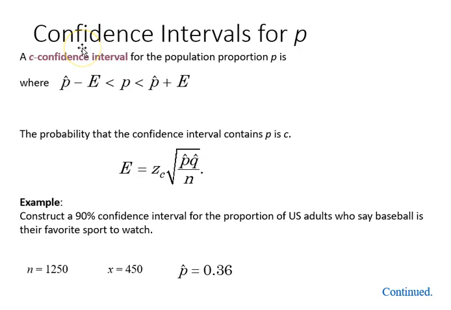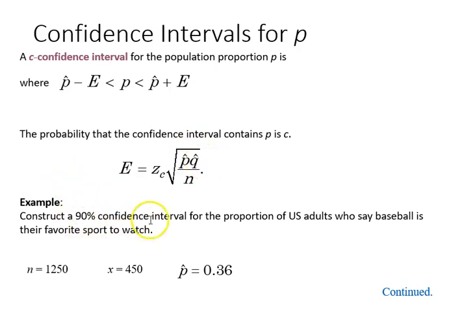So after we find our point estimate, our next step is to build a confidence interval where we have our point estimate minus error. We have our point estimate, our population proportion is in the middle somewhere between minus E and plus E from the sample proportion. The probability that the confidence interval contains the population proportion is c. And this formula, E equals z times the square root of p hat q hat over n, and those are the sample proportion and its complement.